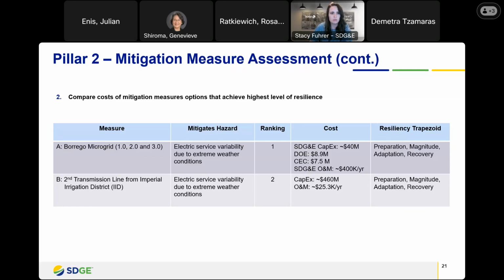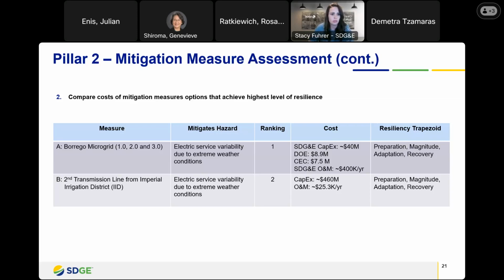So our existing transmission line comes from San Diego through multiple state parks in from the western side of Borrego Springs. In order to actually create resiliency for the community, we would need a second transmission line to come in from the eastern portion of the community, which would be interconnected with IID, or Imperial Irrigation District. And there are a couple of very unique aspects that would go into such a transmission line.